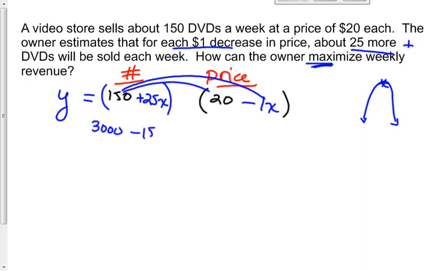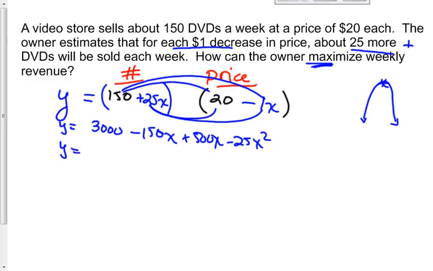minus 150x, 25 times 20, 500x, 25x times negative x, negative 25x squared. If we rewrite this in the correct standard form, negative 25x squared plus 350x plus 3,000. Now I have my standard form.